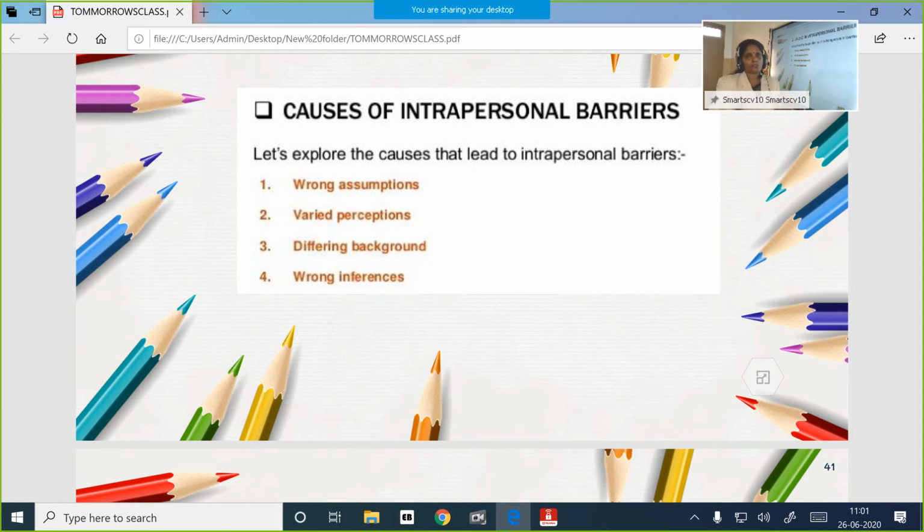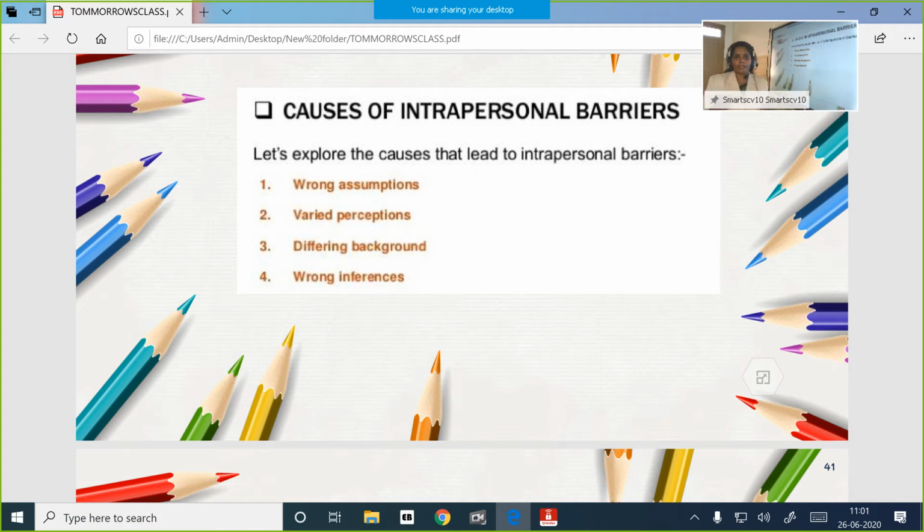Now, different backgrounds. As I told you earlier, even the house that we live in is a place where we form our character, isn't it? So we are from different backgrounds. If I say something and you don't agree, it is better to keep quiet. So what people do is they never talk much. Then the wrong inference. If I say something, how will the other people take it? So these are all causes of intrapersonal barriers. What will the other people think, so we never speak.